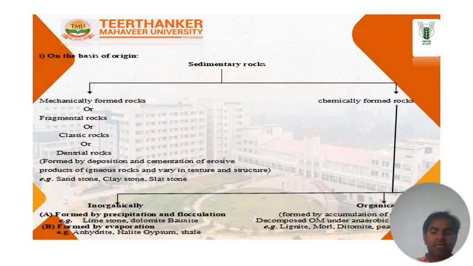Chemically formed rocks are again divided into two categories: one is the inorganic, another is the organic chemically formed rock. For example, lignite, diatomite, peat. These are the organic sedimentary rocks, and the inorganic ones are anhydrite, halite, gypsum. You can see in the hilly river areas the gypsum formation, especially in Rajasthan, and halite, sodium chloride. In that particular region, these types of sedimentary rocks are formed.